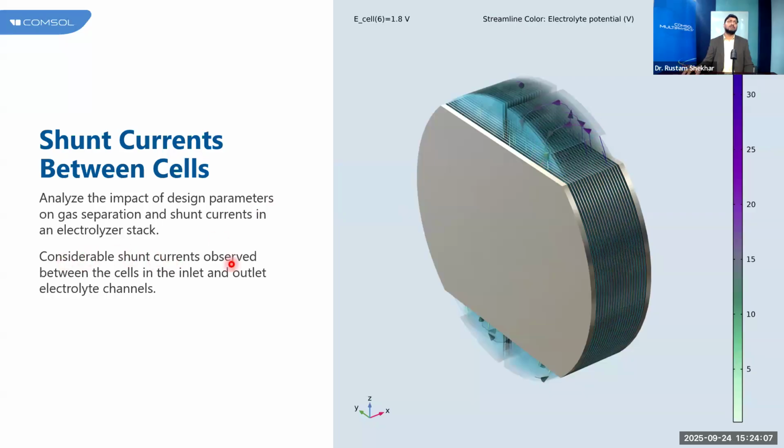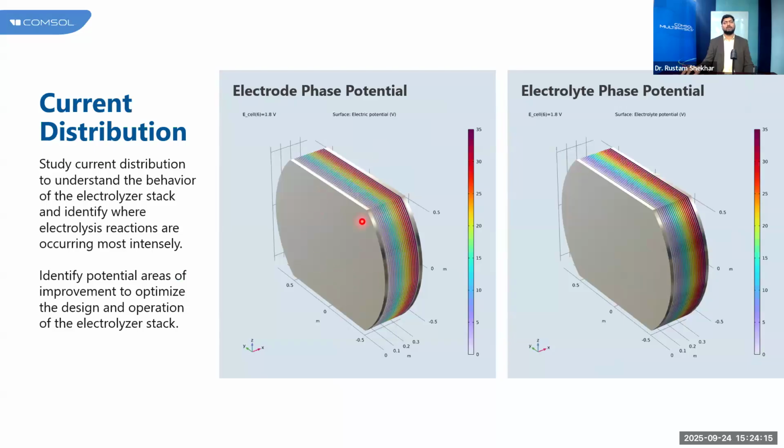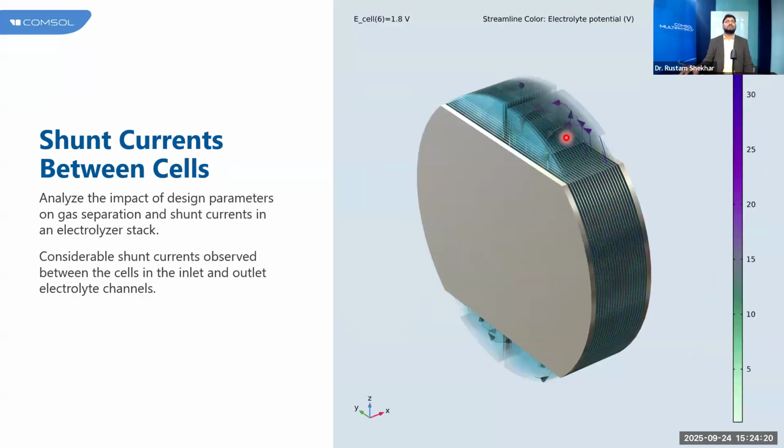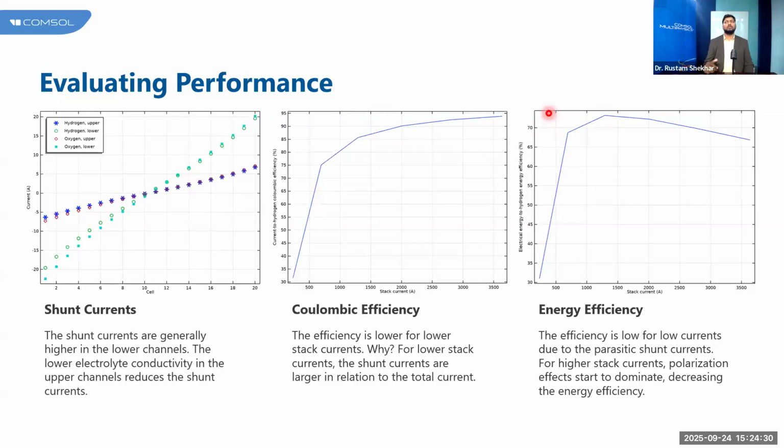We can consider the shunt current observed between cells at the inlet and outlet. We observe how things are performing, and if we have any problem like shunt current in this case, that shunt current can also be plotted in this manner. Now, 3D wise, we know how things are functioning, but I'm interested in the overall performance. So here, if I have the shunt current, then hydrogen crossover, and the current in the upper layers and the lower layers.